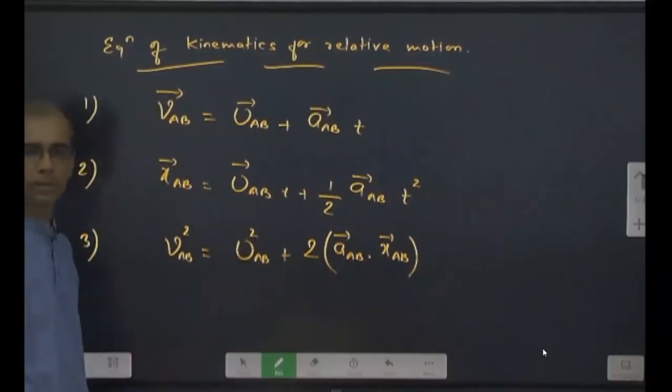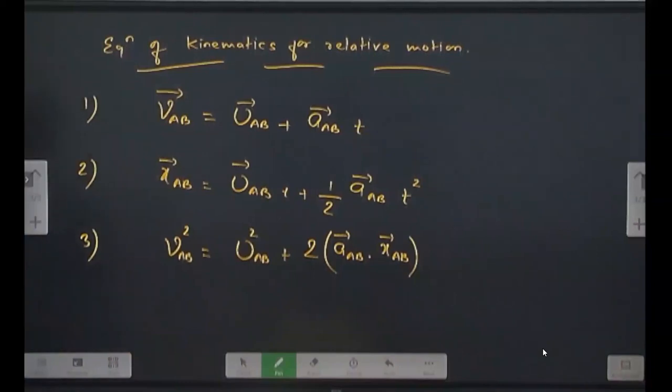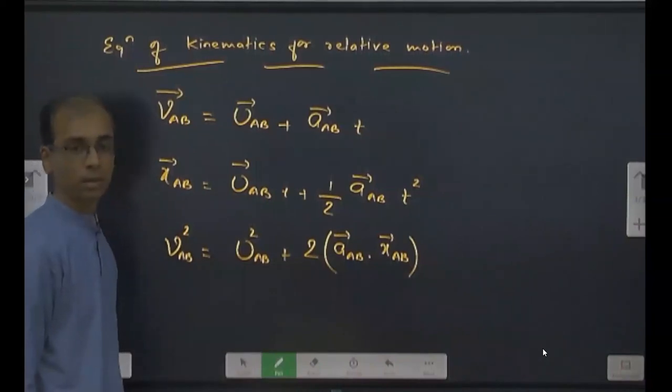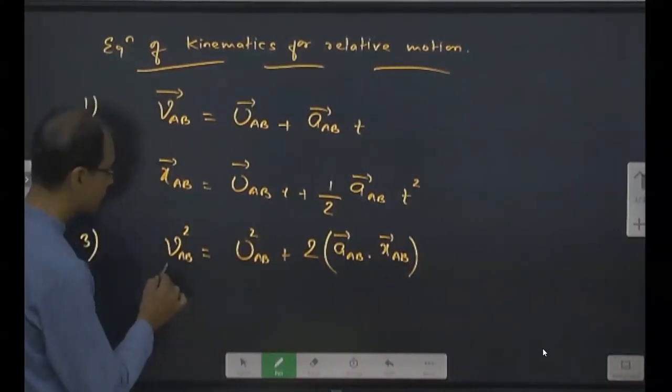Three equations. Is this clear, students? Yes, sir. So we have to use them. Whenever we are trying to use relative motion, we will be using them. Now you can ask me why dot products are here. The reason is because this is square.